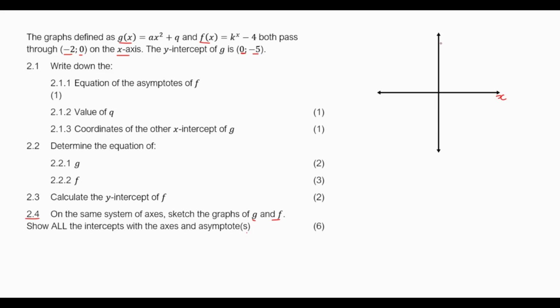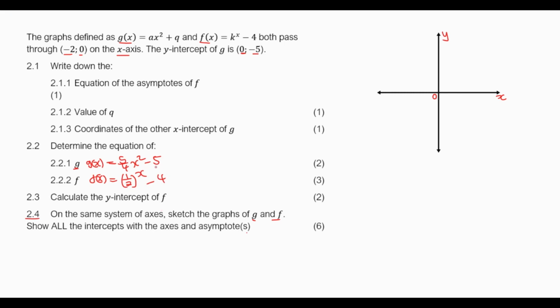This is the x-axis, this is the y-axis, and then the origin. We managed to find the equation of g of x, and that g of x is equal to 5 over 4 x squared minus 5, right? And then we found f of x is equal to 1 over 2 to the power x minus 4. Right, let's start with g of x.